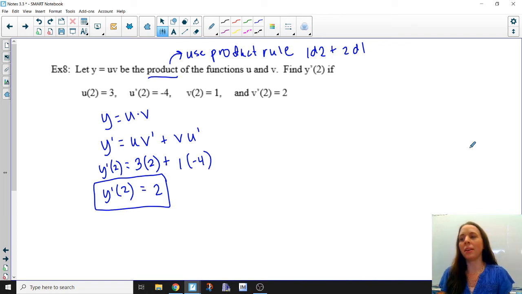All right, I'm going to admit, this example was not super exciting, right? It's just doing a rule and plugging in values, but it's here to just remind you of the basic rule that when you have a product of functions, to find the derivative, you use product rule.